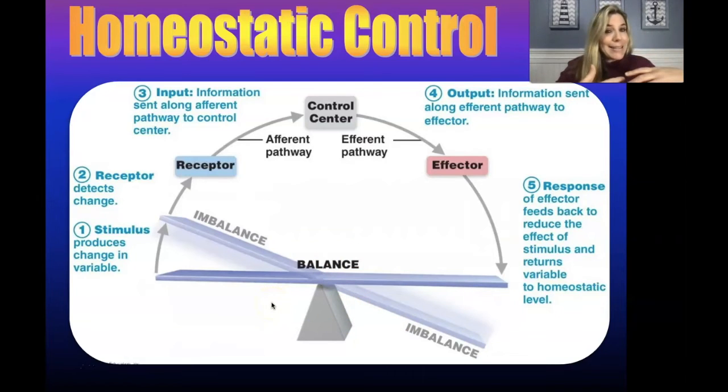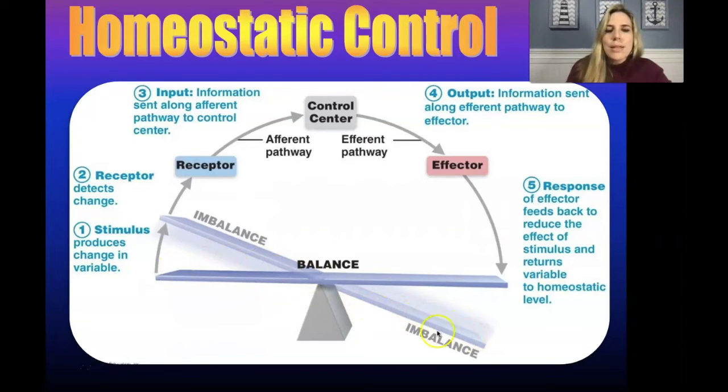So what kicks in a homeostatic control process is some sort of stimulus. That stimulus is the change in the variable that we are dealing with. So if this is temperature, when your body detects a change in that temperature, that's going to be a stimulus that's going to kick off the whole event. So first thing that happens is a stimulus. So in the example of the seesaw, there's an imbalance.